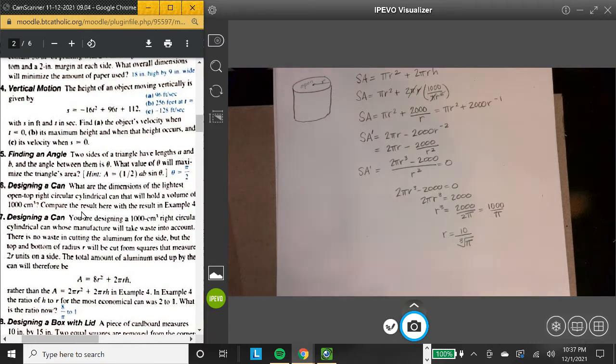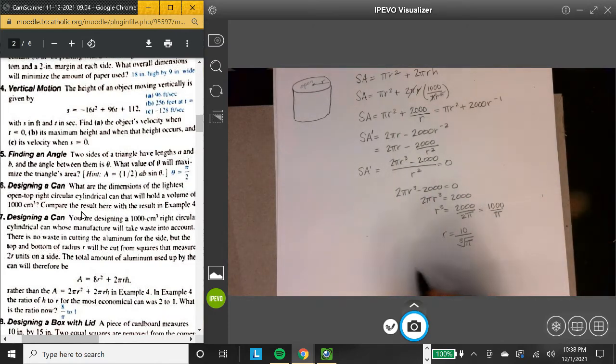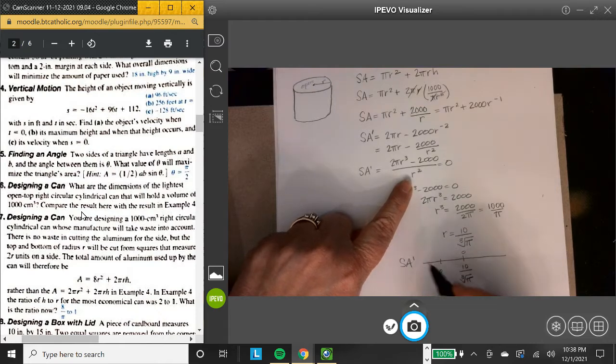I'm thinking that's the right answer. It is, because the derivative of this is 2 pi. We're good. Okay, so that's r. So let's do a SA prime line. And I put 10 over the cube root of pi. I don't know what that number is. I have no idea, but I know it's 0. And I know it's bigger than 0, so if I superimpose the denominator, that's r squared. Here it is, r squared.